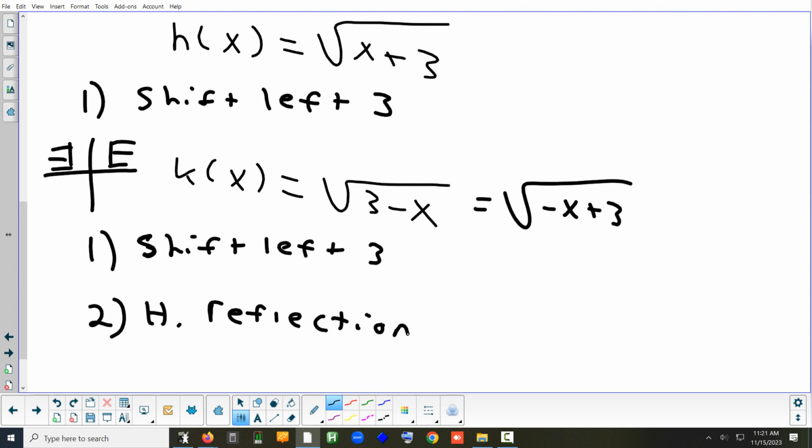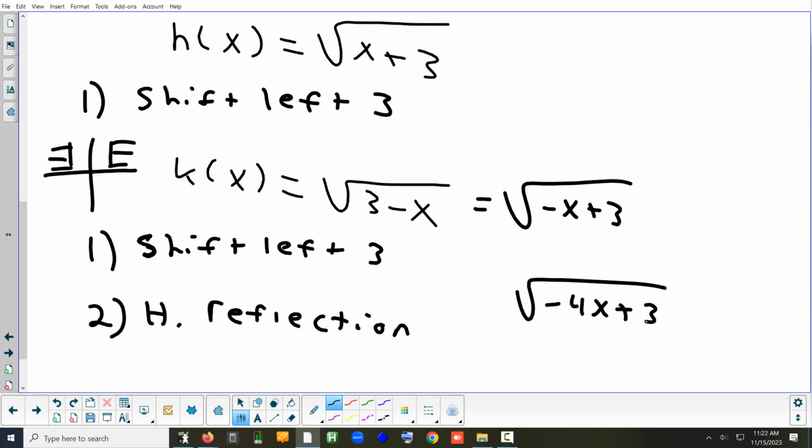So any questions on describing the transformations? What would be the difference if instead of negative x, it was like negative 4x? Well, then there'd be 3 transformations if you had that. So I would still say a shift left 3. I'd still say the horizontal reflection, but then I would say compression horizontally by a factor of 4. Okay. So I'd have to add that one in.